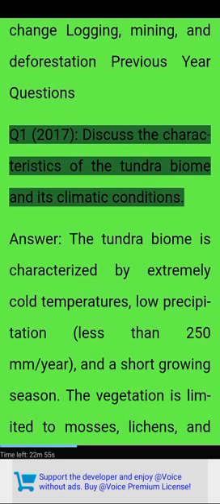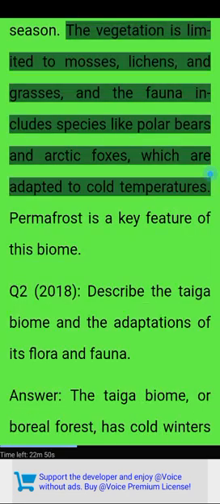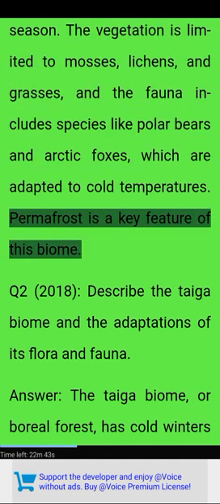Previous year questions. Q1, 2017: Discuss the characteristics of the tundra biome and its climatic conditions. Answer: the tundra biome is characterized by extremely cold temperatures, low precipitation of less than 250 millimeters per year, and a short growing season. The vegetation is limited to mosses, lichens, and grasses, and the fauna includes species like polar bears and arctic foxes, which are adapted to cold temperatures. Permafrost is a key feature of this biome.